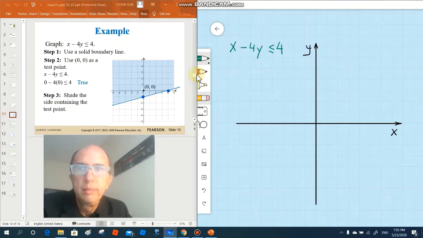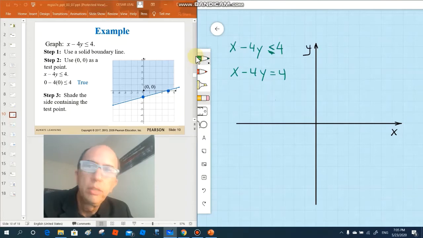Step 1: is it a solid line, continuous line, or dashed line? Solid or continuous or dashed. Check it out. There's an equal sign here, right? So let's find the line: x minus 4y equals 4. And it's going to be a continuous line.